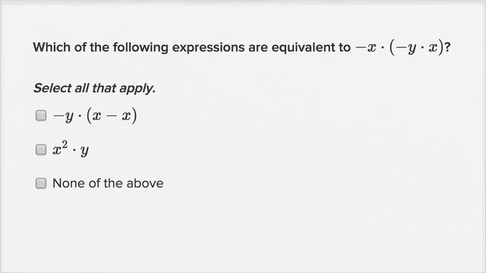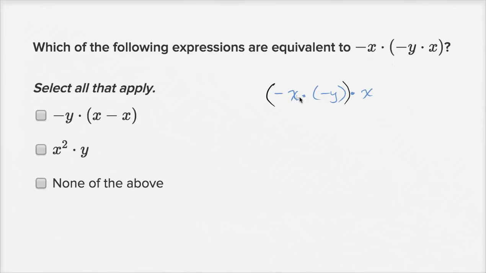So let's just try to manipulate this a little bit. So once again, multiplication, it's associative. So it's negative x times negative y times x. The way it's written here, I could do these first. That's essentially what's written over here. Or, since it's associative, instead I could do these first.